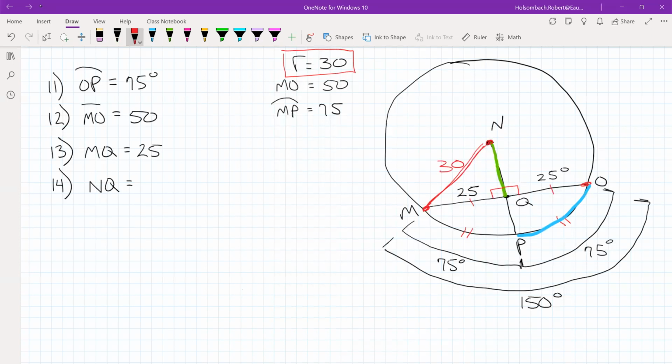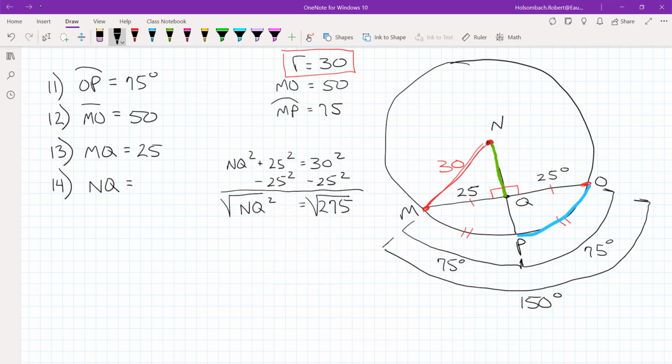So for this right triangle down here, we're going to say NQ squared plus 25 squared equals 30 squared. We're going to do the Pythagorean theorem. We're going to find N to Q. So subtract 25 squared from each side. And NQ squared equals, in your calculator, you can type 30 squared minus 25 squared. Hit equals. It's 275. Find the square root of each side. So NQ equals the square root of 275, which is 16.58. So NQ is 16.58.